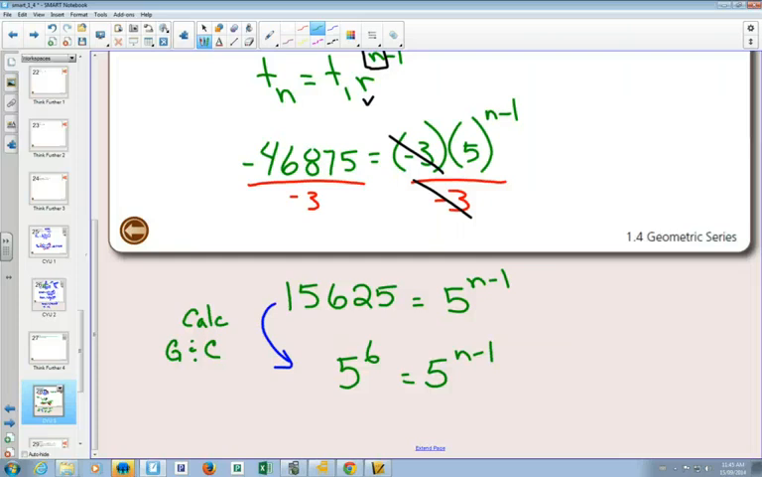Now, if I have on the left side 5 to the power of 6, and I have on the right side 5 to the n minus 1, by observation, tell me what n is. n has to be 7.